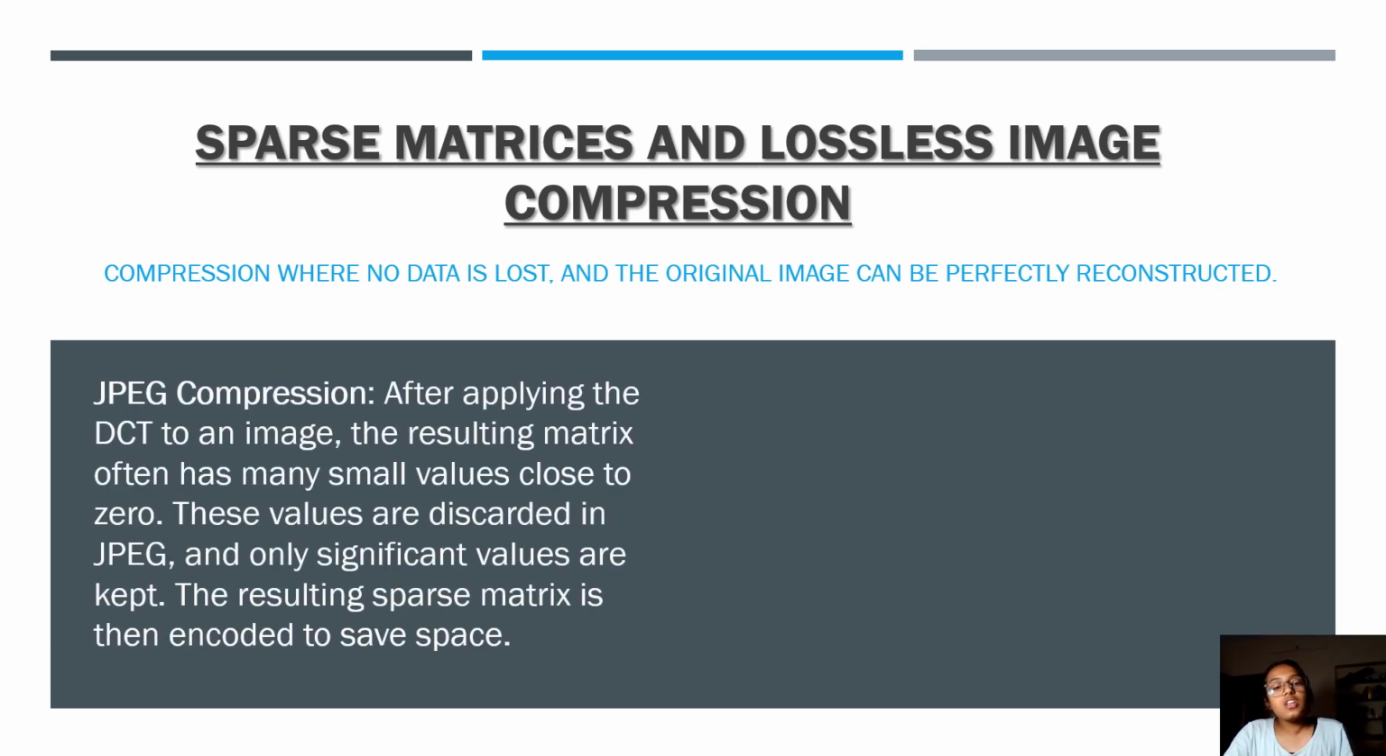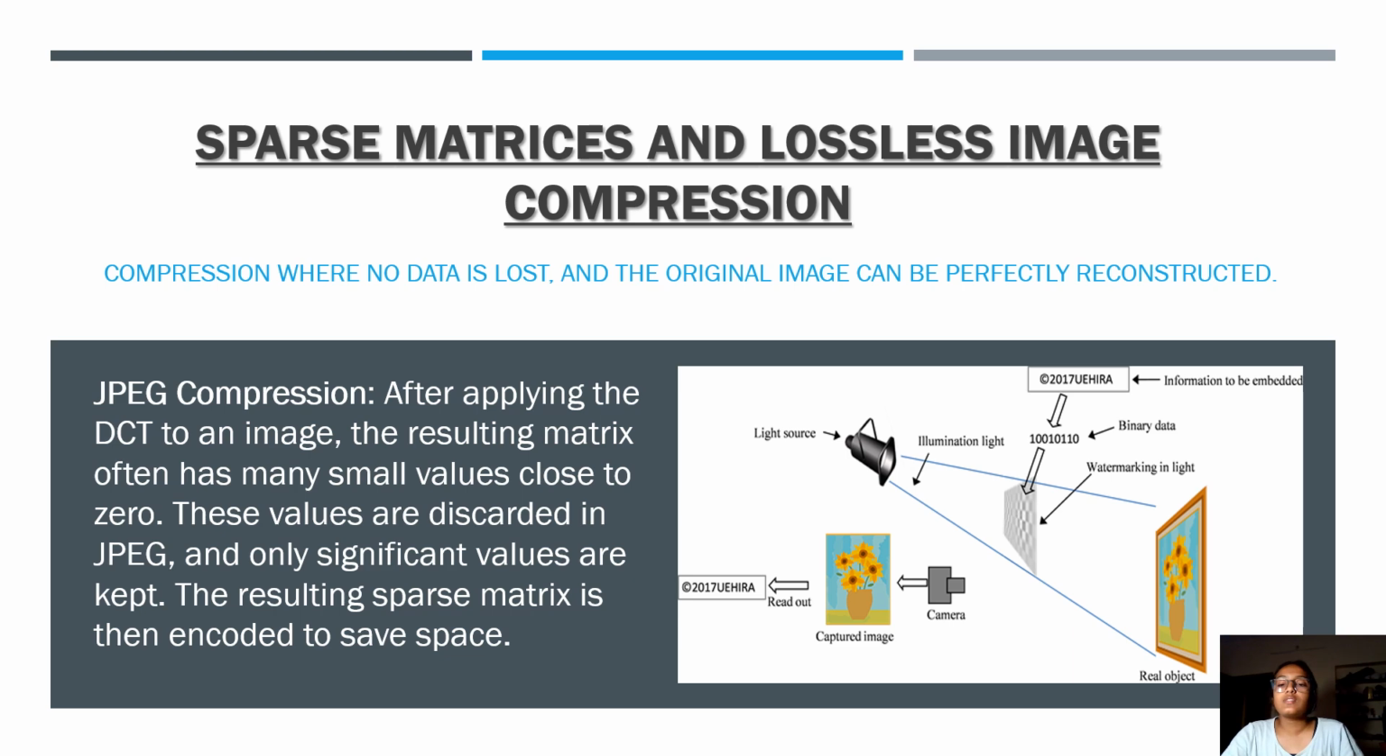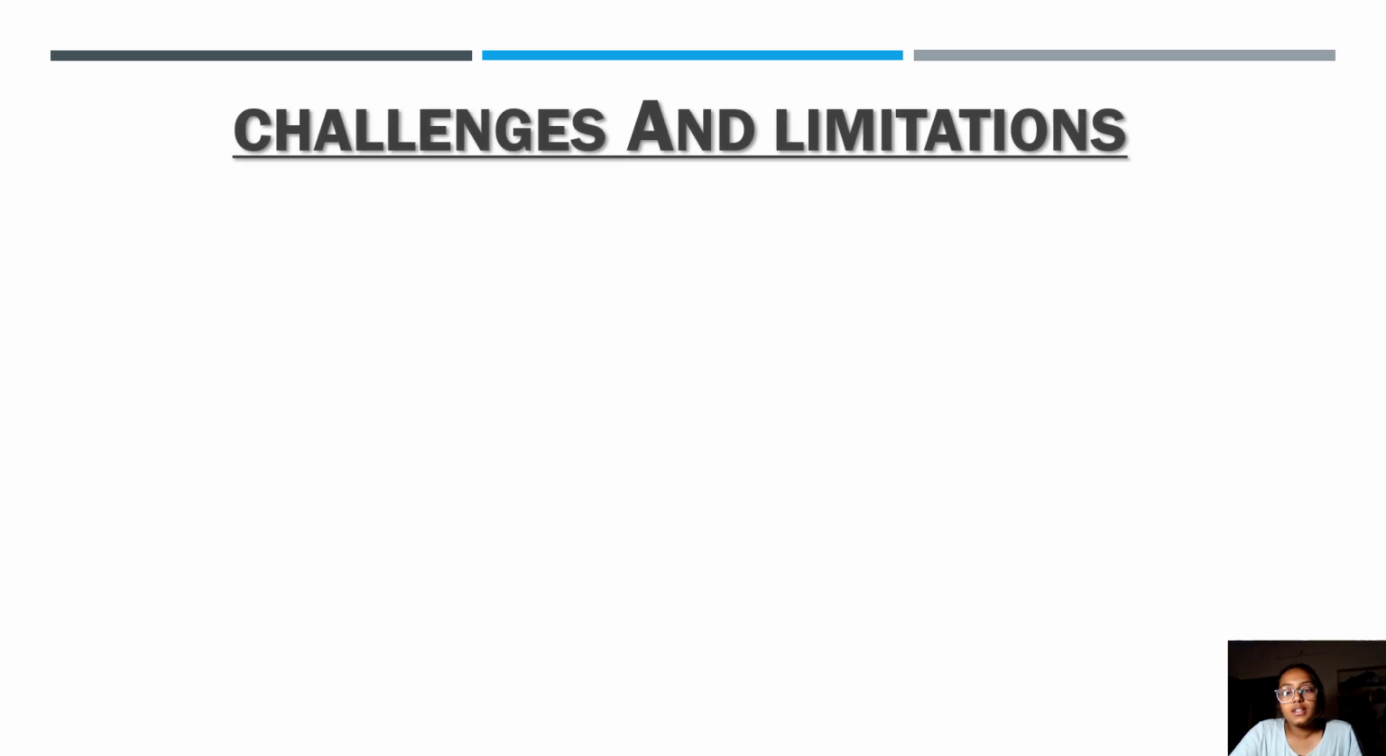So when we try to decompress the image, we can get the perfect image that we had compressed before. In JPG compression, after applying the DCT to an image, the resulting matrix often has small values close to 0. These values are discarded in JPG and only significant values are kept, resulting in a sparse matrix that is encoded to save space. Here we have a pictorial representation of how the captured image will be, used to decode and encode these data.